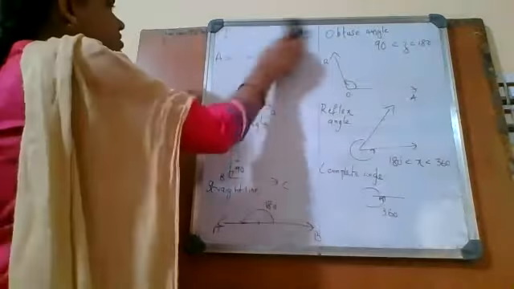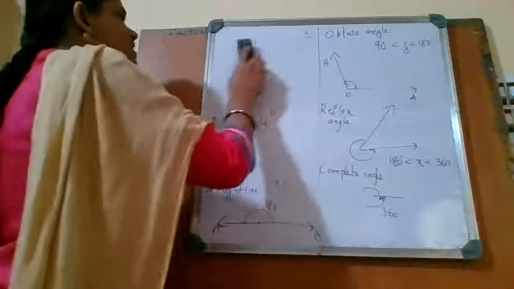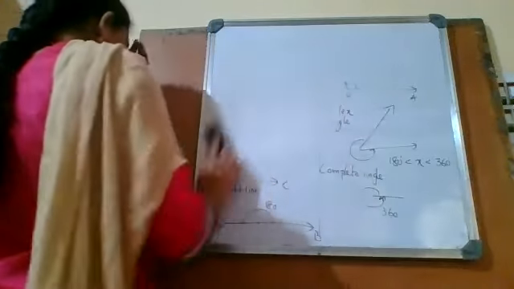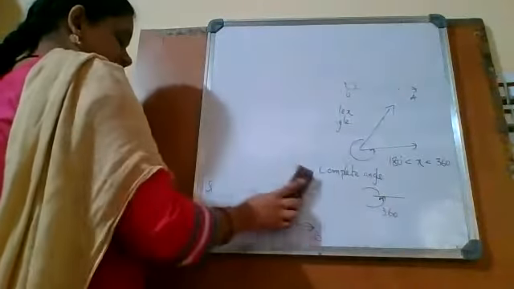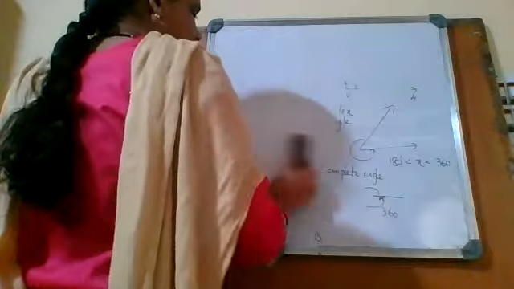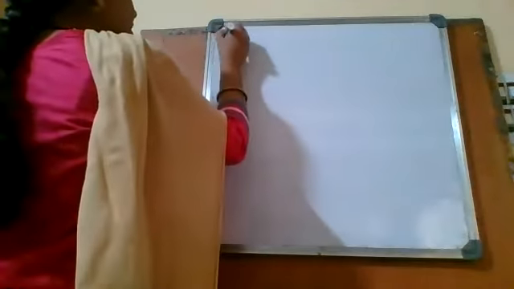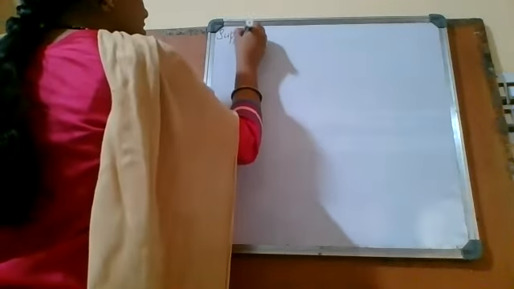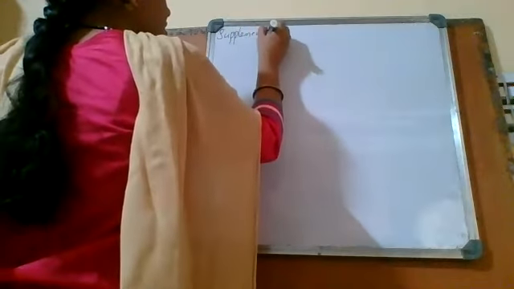No doubts. So you have already learnt this in the previous classes. This is the basic concept. You should know what is a right angle, acute angle, obtuse angle. The next one is complementary angle, supplementary angle.